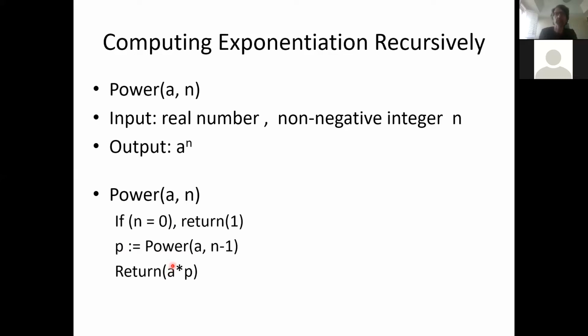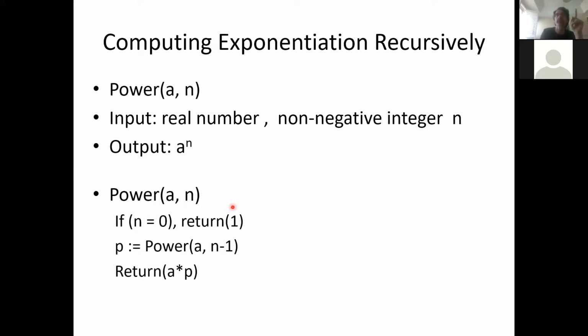So you can see, okay, why does this work? Because whenever there is this recursive call, the exponent is decremented by 1. So a call to A, 5 is going to generate a call to A, 4. That is going to generate A, 3. That's going to generate A, 2, A, 1. Finally, A, 0. All right, that will return 1.